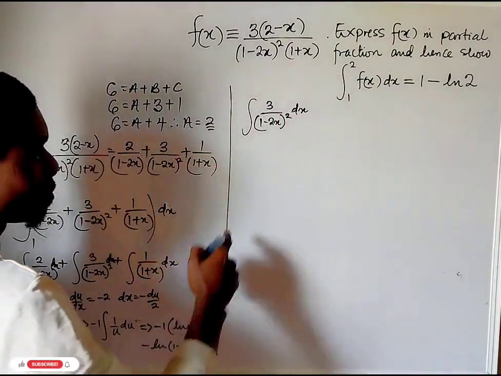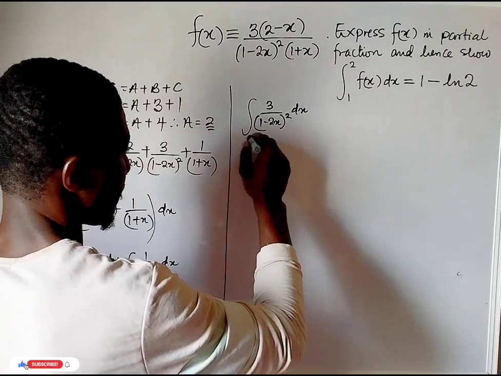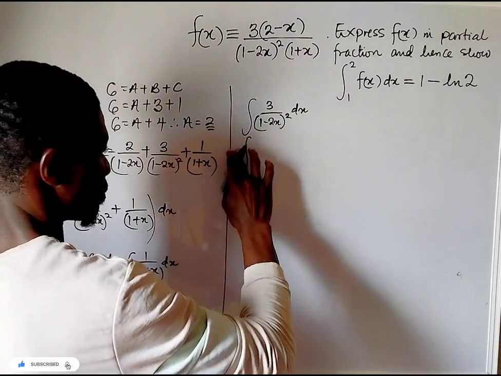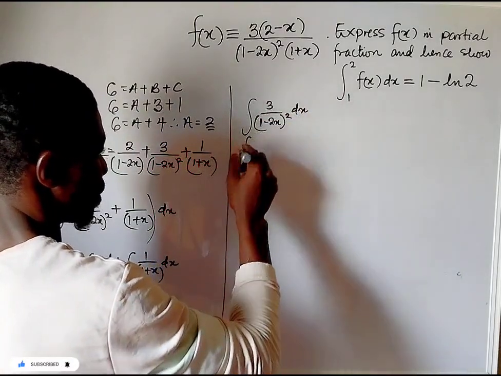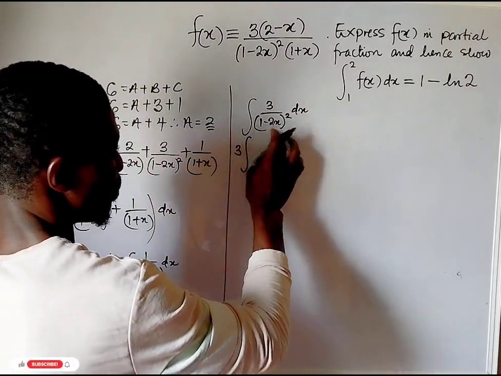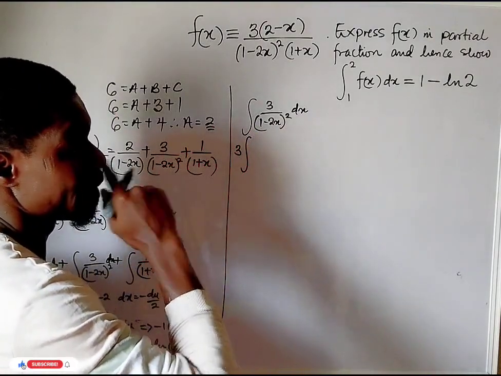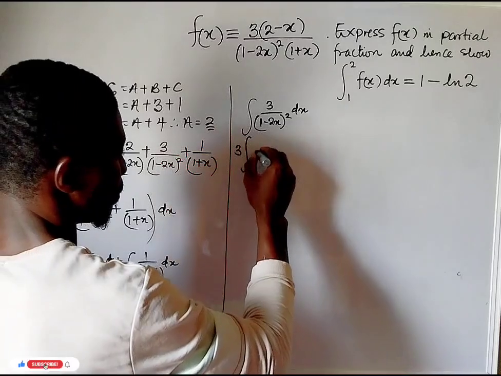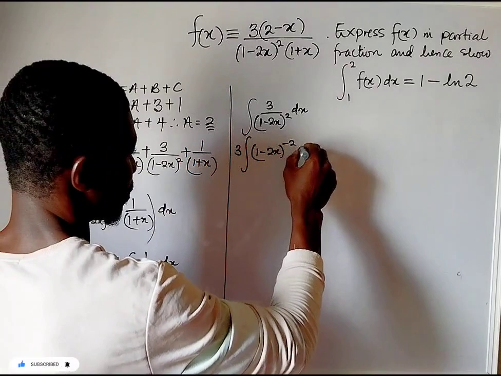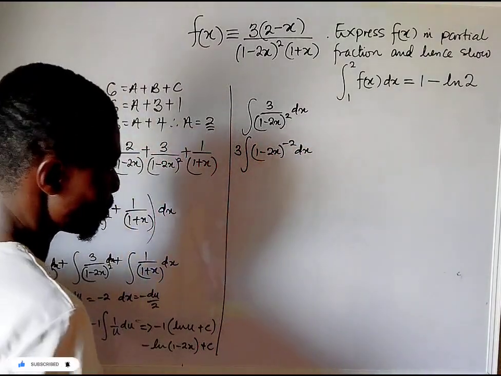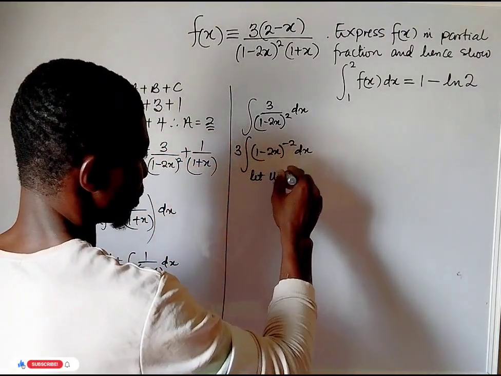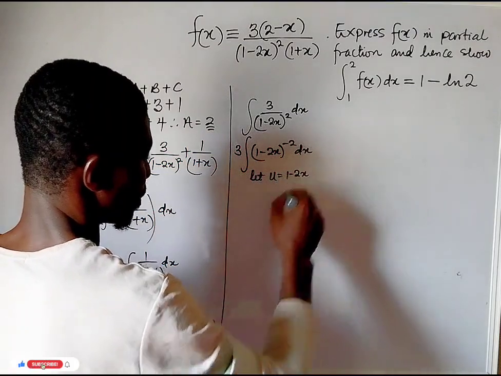Okay, now I just have this to be the integral of, let me see, 1 over 3. Bring this constant term 3 out, and put the denominator in index form. So you have 1 minus 2x all raised to the power of minus 2 dx. Okay, now you see here, let u equal 1 minus 2x.